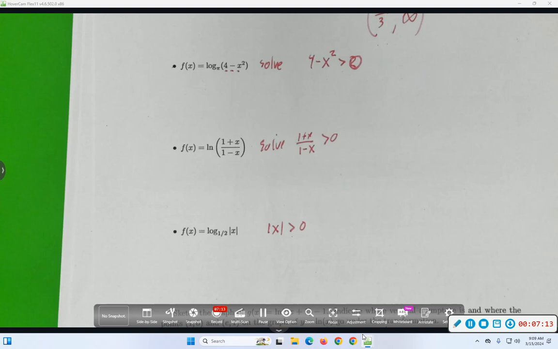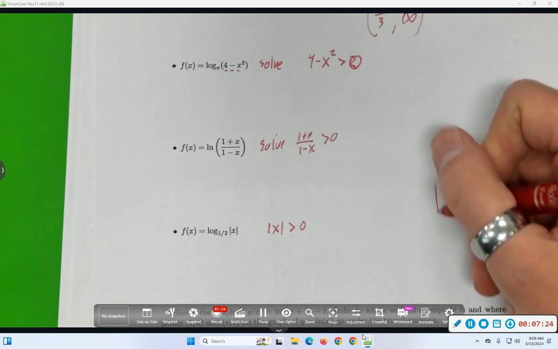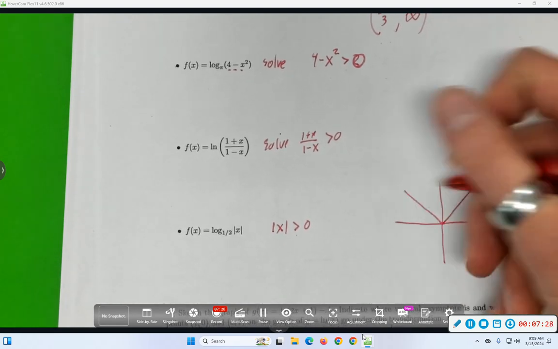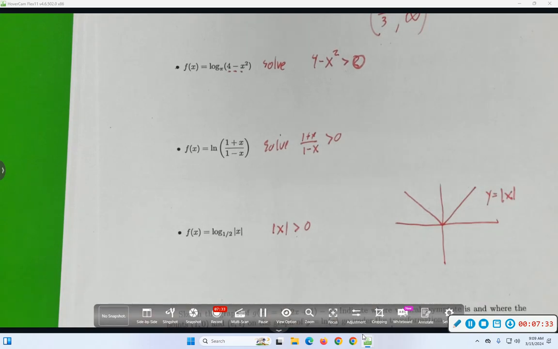I think this one's actually easier to do if you just try to draw a picture. So what does the graph of absolute x look like? Like a V, with that vertex being right at the origin. So that means that I want to know what x values result in absolute value of x being positive.